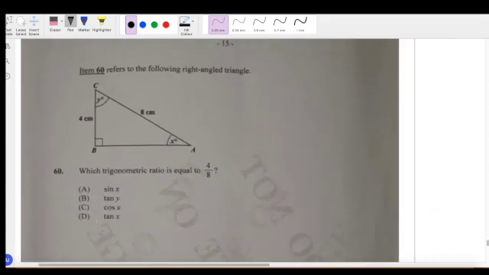And lastly, item 60 refers to the following right-angled triangle. So which trigonometric ratio is equal to 4 on 8? So we have 4 on 8. Well, it depends on the perspective you take it from. If you take it from Y, then 4 on 8 will be the adjacent over the hypotenuse, which is the cos of Y. We don't have the cos of Y here, so we have to take it from X. So if we take it from X, this will still be the hypotenuse, but this will be the opposite. So that will be the sine of X, which is opposite over hypotenuse, which is 4 on 8, which is A.